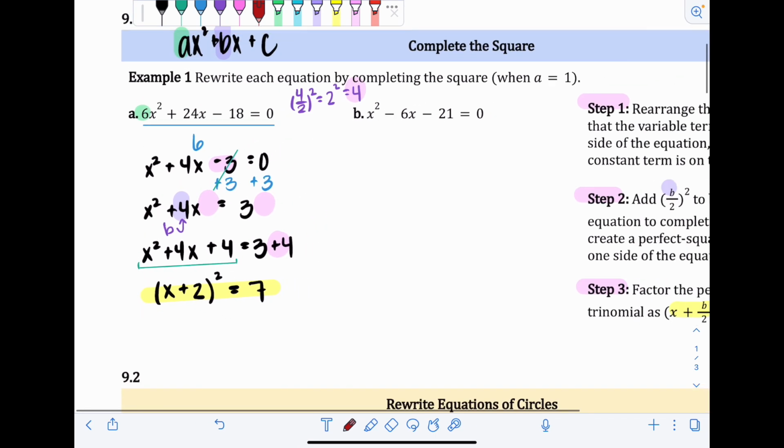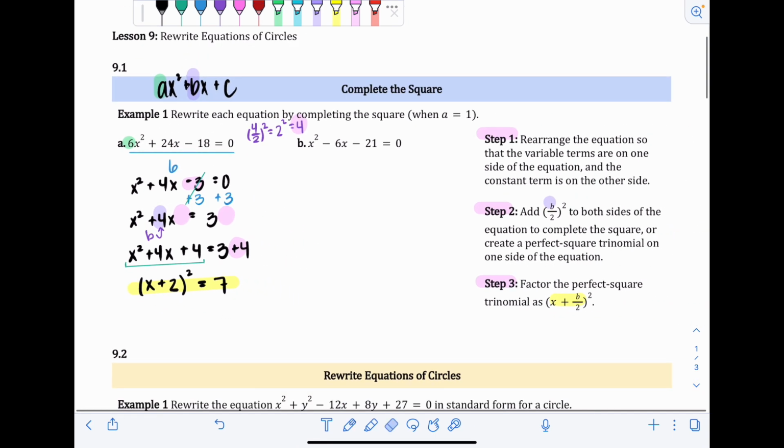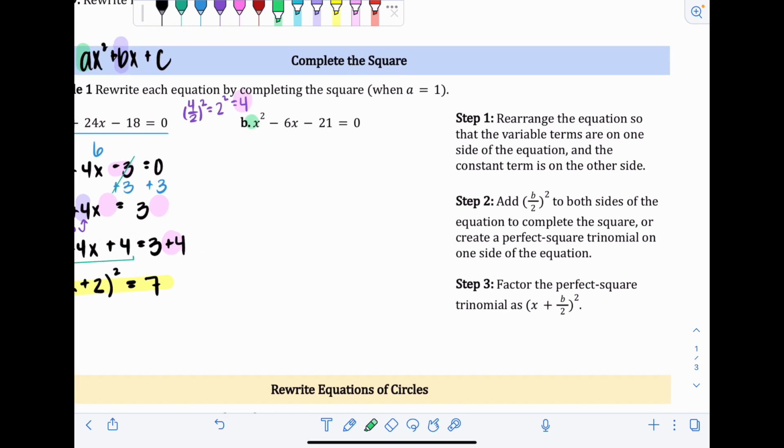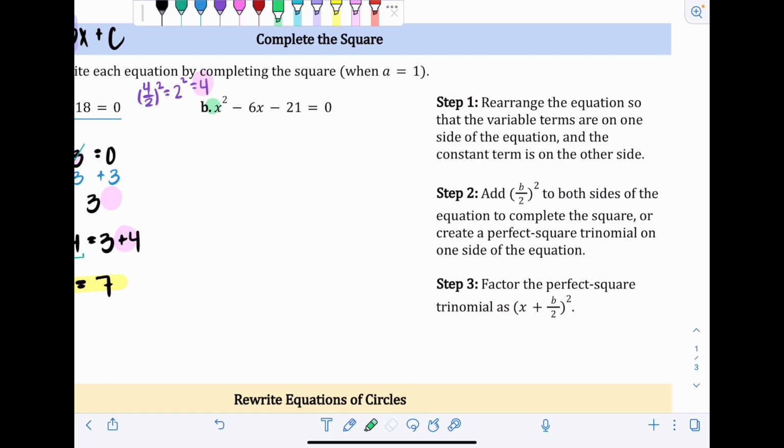Okay, so for B, I'm going to zoom out so we can see the steps again. Same exact type of problem, we're just going to run through it one more time. So for B, it's x squared minus 6x minus 21 equals 0. So first check to see if the lead coefficient a is 1, and in this case we don't see a number there, so that would mean that it is 1. So we're ready to move on to step 1.